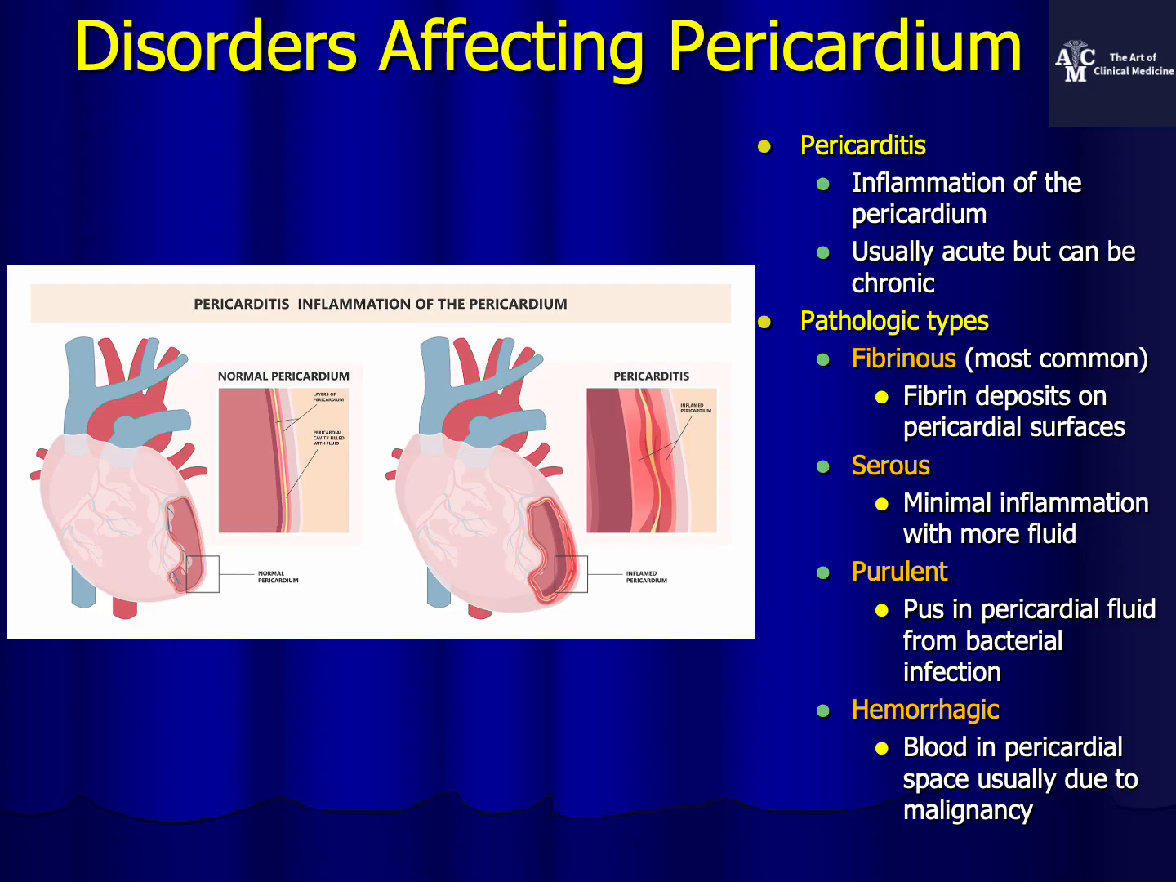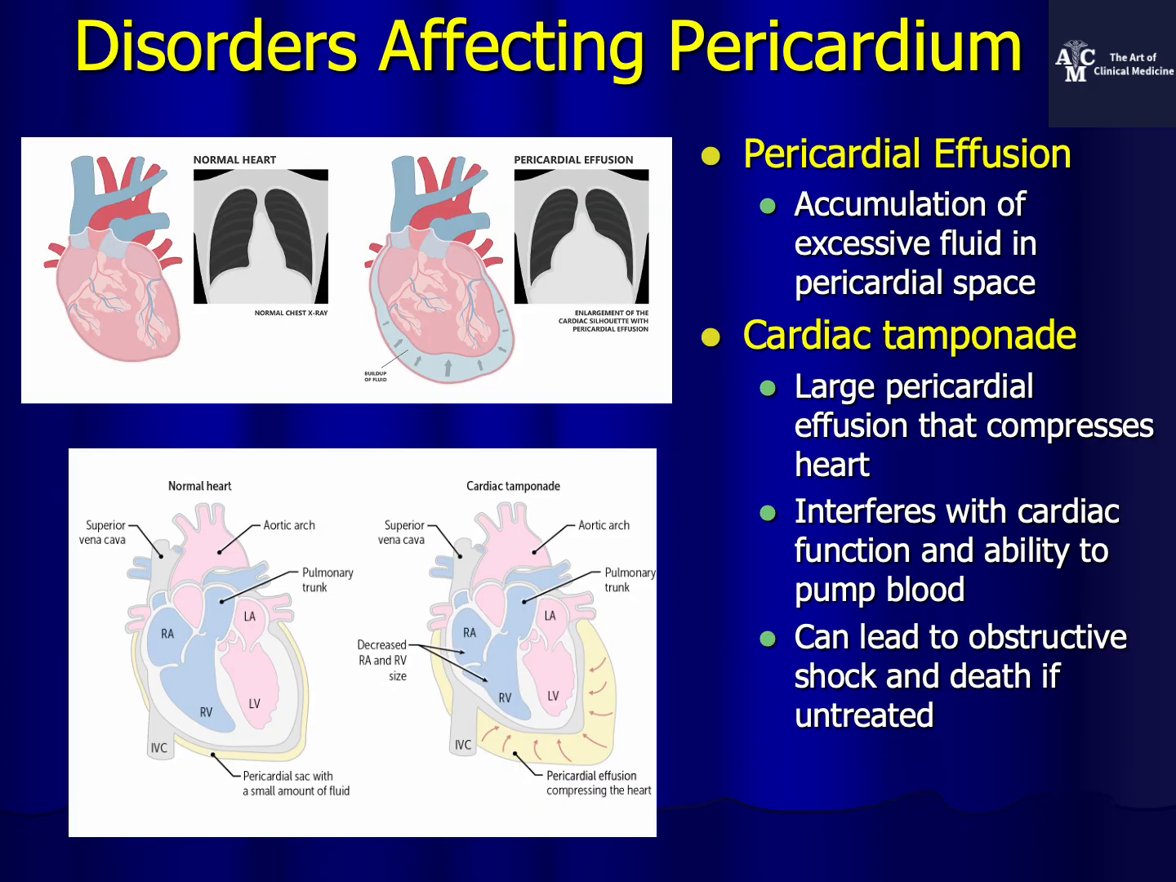Purulent pericarditis is usually due to bacterial infections, so there's pus in the pericardial fluid that is increased in that space. Hemorrhagic pericarditis is where there's bleeding, usually from a malignancy that infiltrates the heart, and it can also fill the pericardial space with blood.